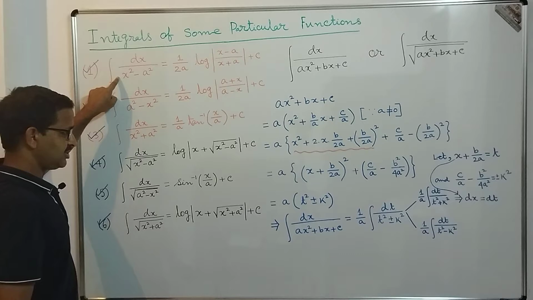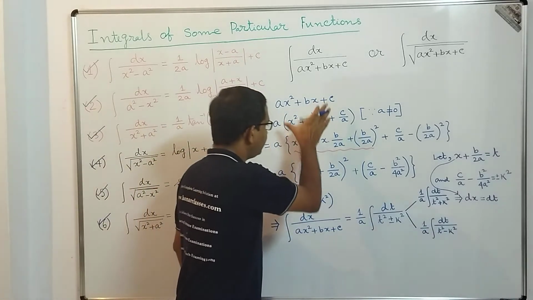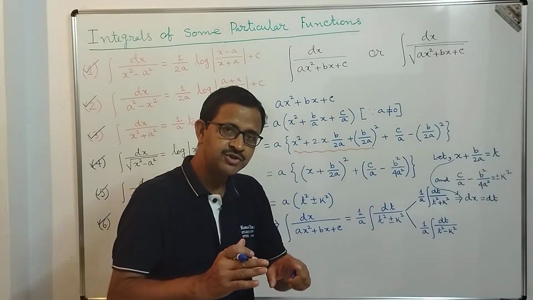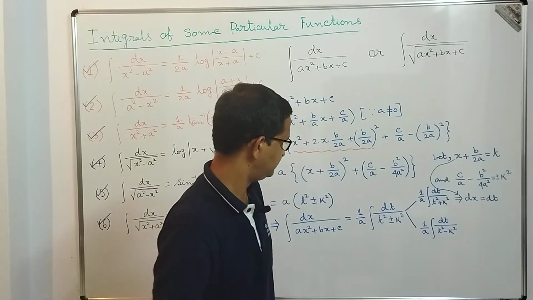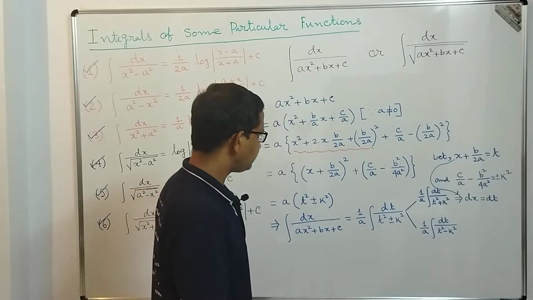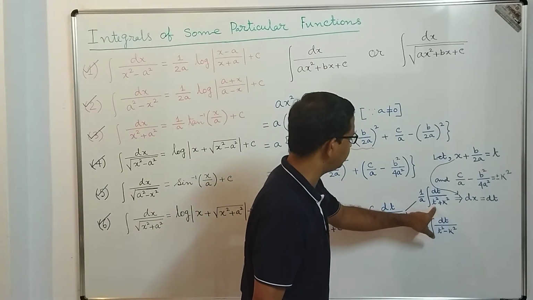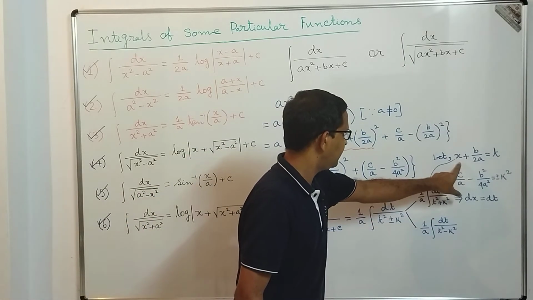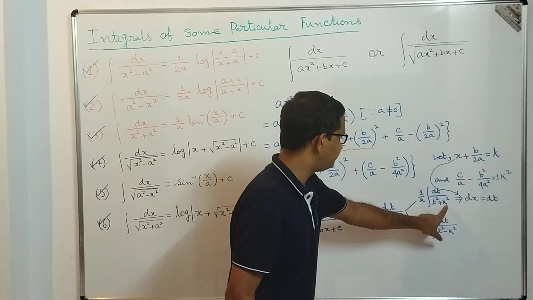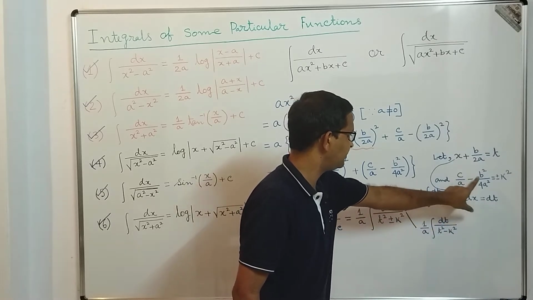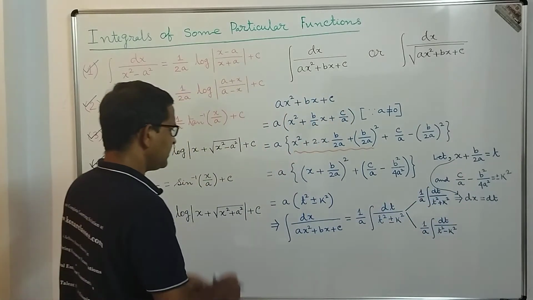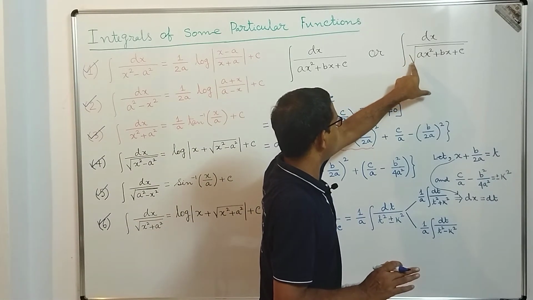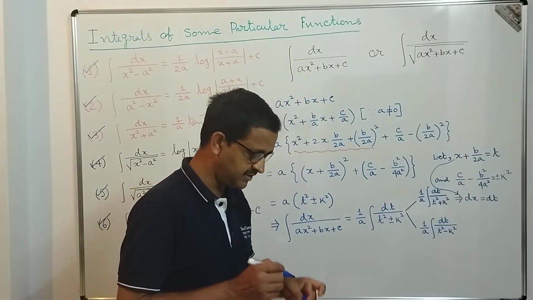Correct? Correct or not? So in this way we are able to transform this quadratic expression to a form for which it is very easy to perform the integration. Now once we perform that integration, we need to replace back the value of t, that is equal to x plus b by 2a, and replace back the value of k, that is c by a minus b square by 4a square. The same thing is true when we are performing the integration of dx by square root of ax square plus bx plus c.